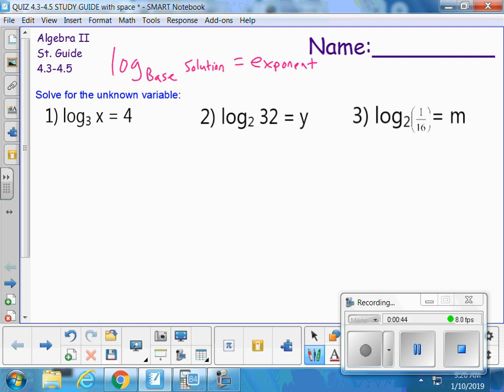Okay. So number one, 3 ends up being our base. 4 ends up being our exponent. And then x ends up being our solution. So just calculate out 3 to the 4th, and you'll have your answer. X is 81.